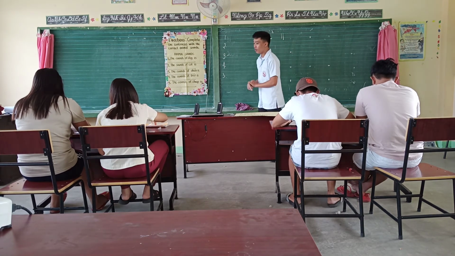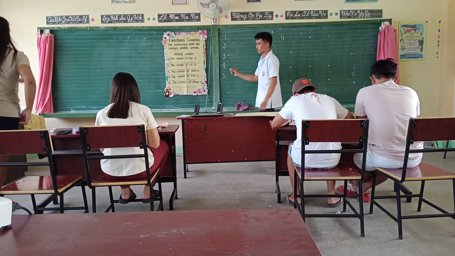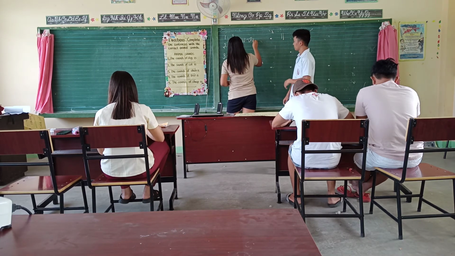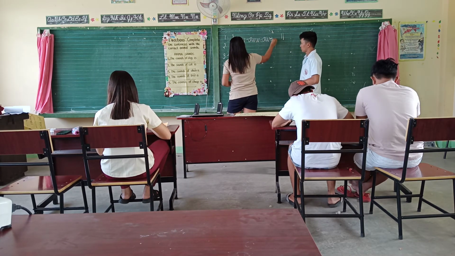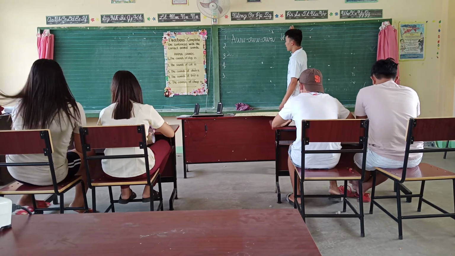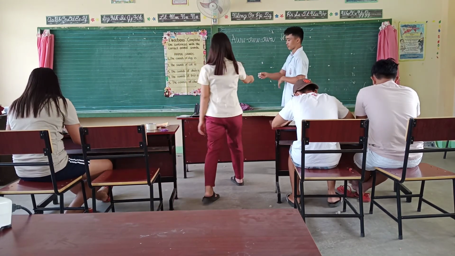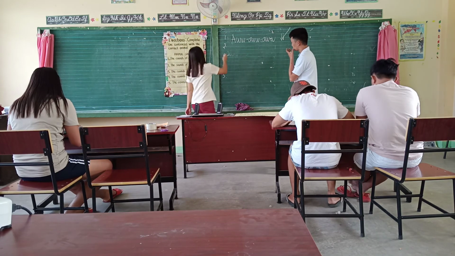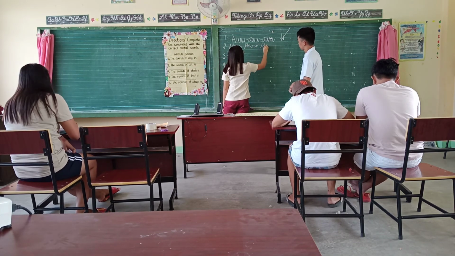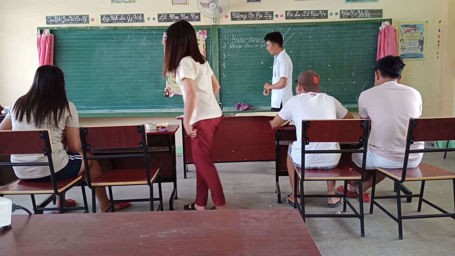For number 1, the sound of a dog is blank. Who wants to answer on the board? Yes, Geraldine, please write your answer on the board. Now, class, let's exchange papers and pencils. Is this correct? Yes, sir. Very good. For number 2, the sound of a cat is blank. Yes, Mia Joyce? The sound of a cat is meow, meow, meow. Is this correct? Yes, sir.